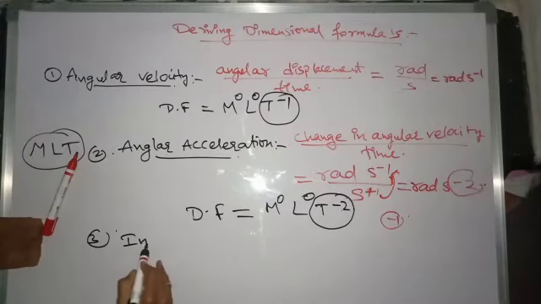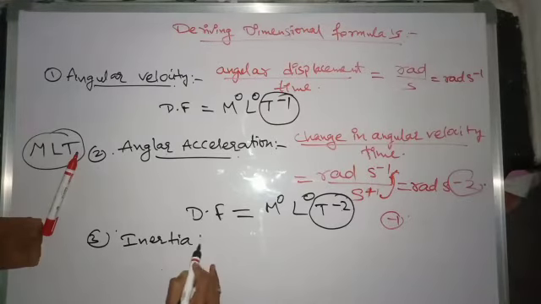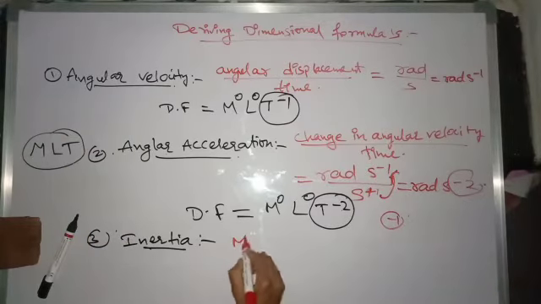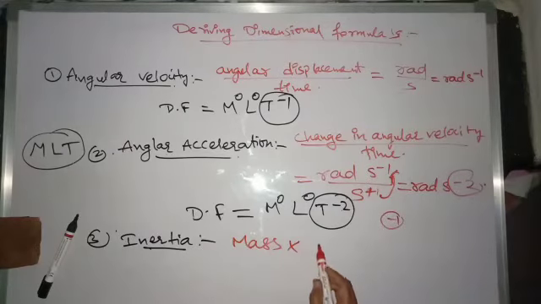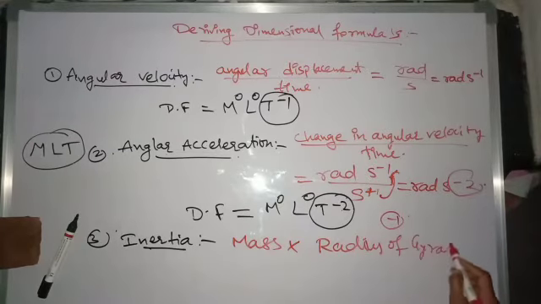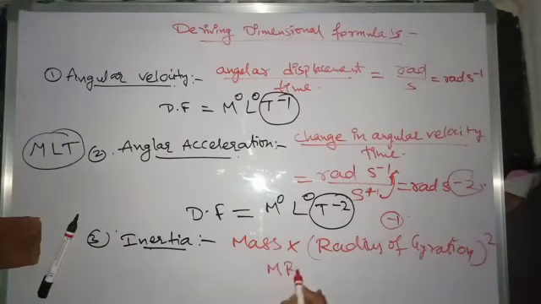Next, coming to the third one, inertia. What is inertia? Moment of inertia is nothing but mass into radius of gyration squared, that is mass into r square. I, moment of inertia, is denoted with capital I, and it will be equal to m r square.